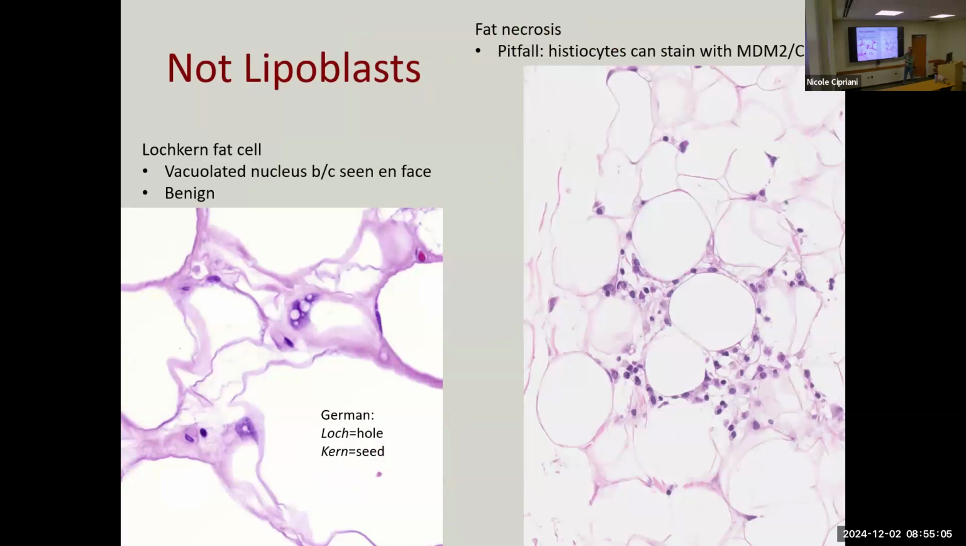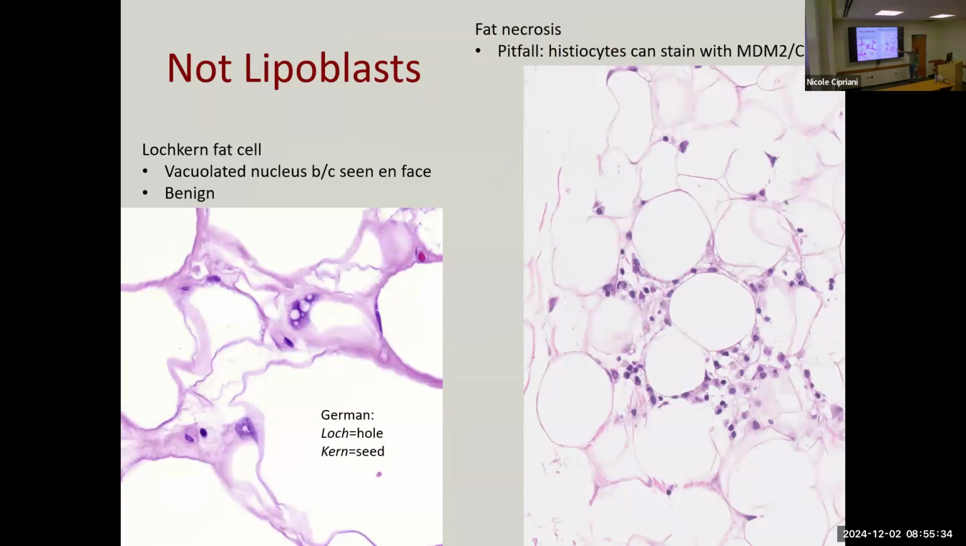If you happen to cut a fat cell in a specific plane, you may see these large nuclei with intranuclear vacuoles. These are called Lochkern cells. These are normal, benign fat. You just happen to see them in the plane where they catch this vacuole. The contours should be smooth, the chromatin should not be very dark, and you'll see these vacuoles.